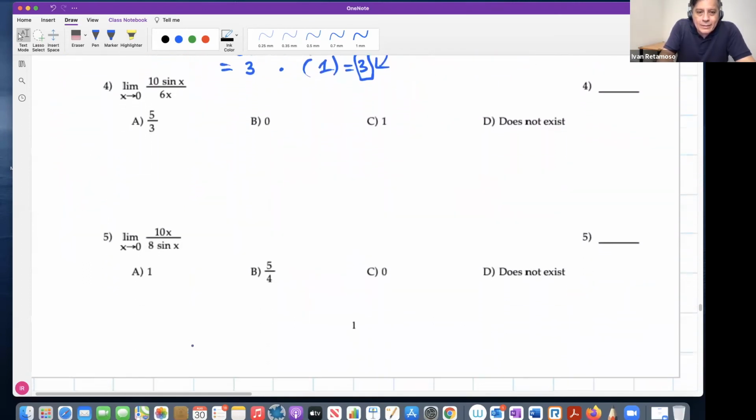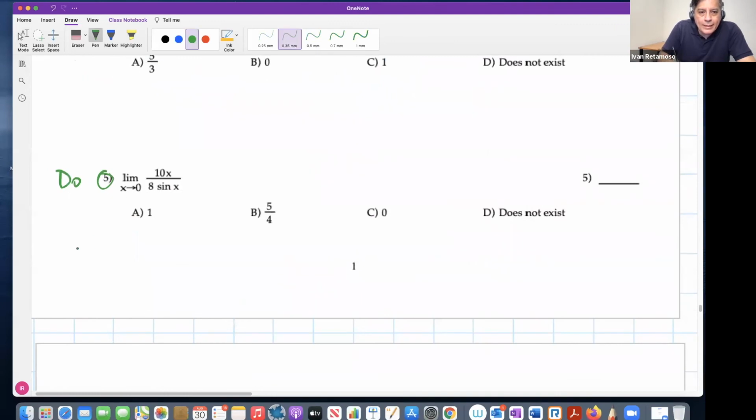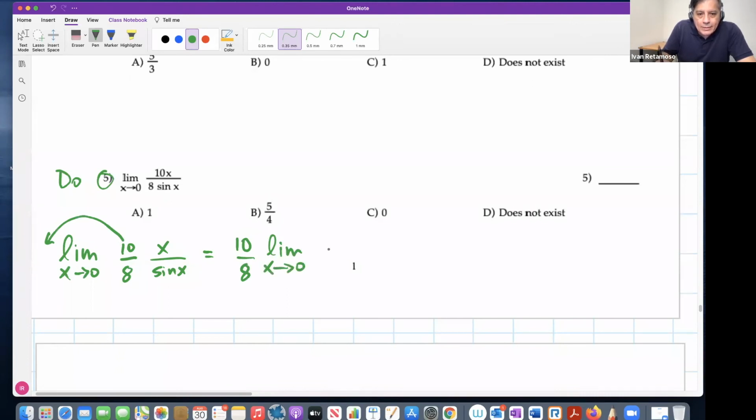Let's try to figure this one out now. Can you figure this out? It's a little bit tricky, but I will give you the hint. First, try to separate the constant part from this part, so that this will come out. 10 over 8 multiplied by the limit as x approaches 0 of x over sine of x.